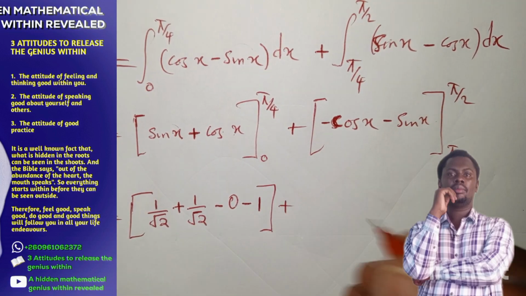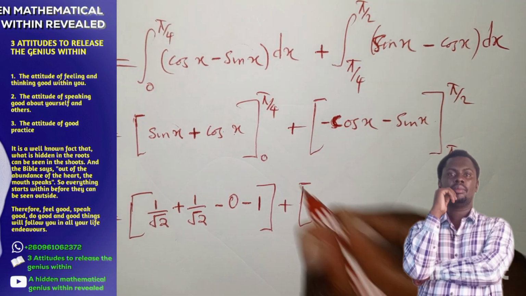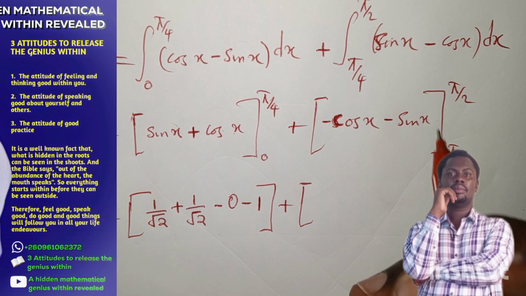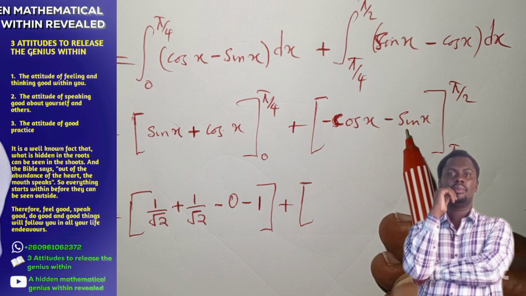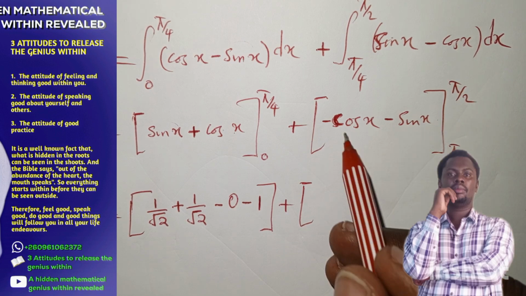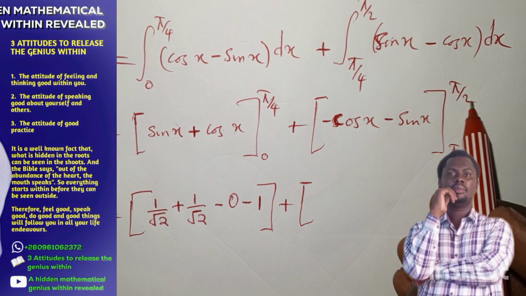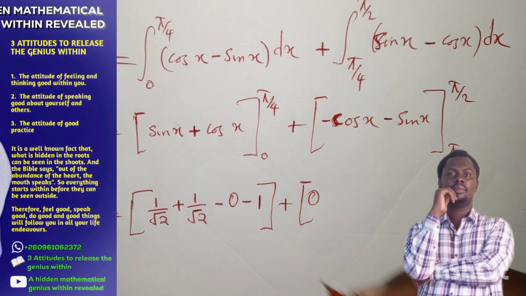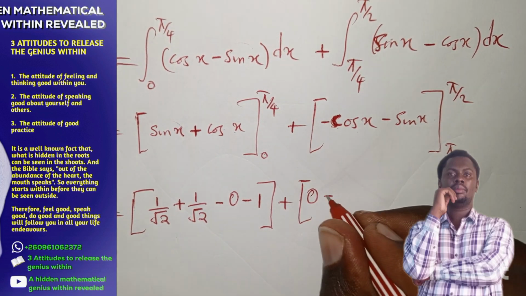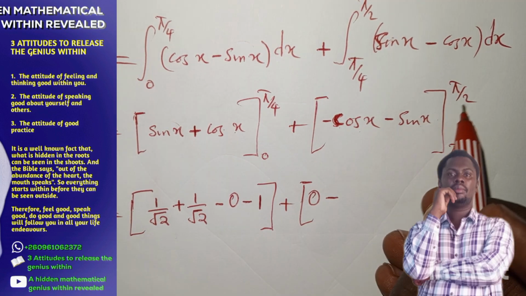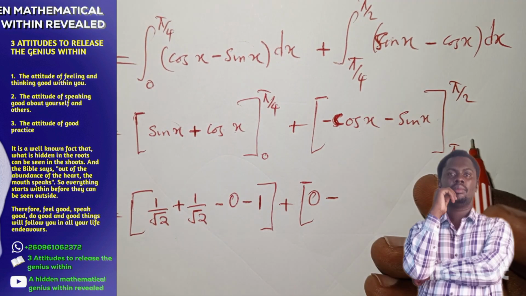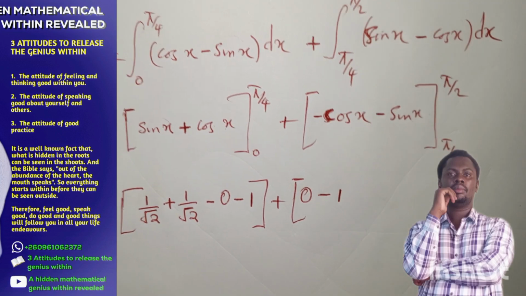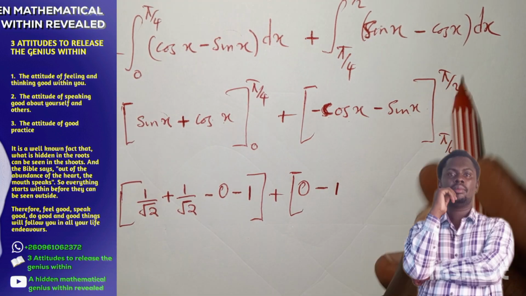Plus, we come this side. This is minus cos x minus sine x. So you first replace with pi over 2. So cos pi over 2, that is cos 90, is 0. So this is just 0. Then we have minus sine pi over 2, that is sine 90 is 1. So we are done with pi over 2.